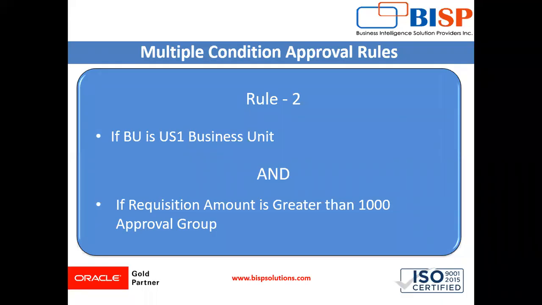So this is rule 1 and rule 2, right? So based on the rule 1 and rule 2, you can define multiple conditions for the approval rules, right? In the same way, you can define the rules in the purchase order. You can define the business unit, you can define the and operator or operator, and the multiple conditions. So the same as in the purchase requisition, the same in the purchase order, right?